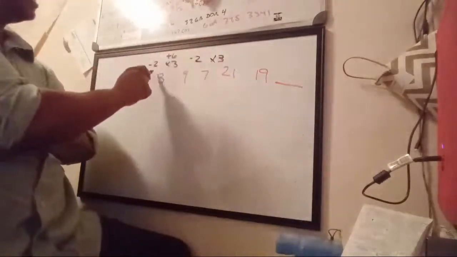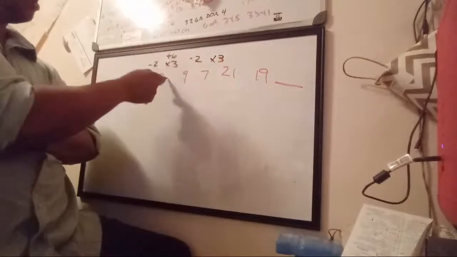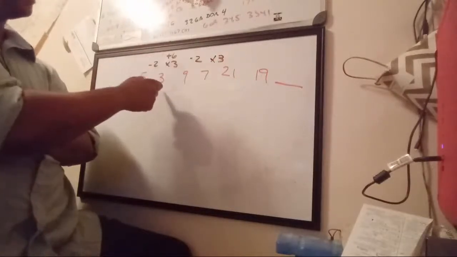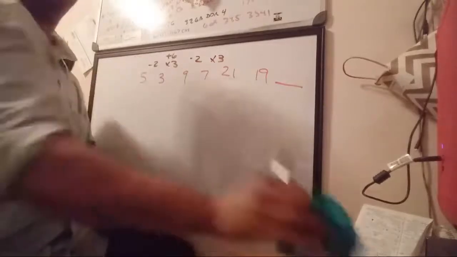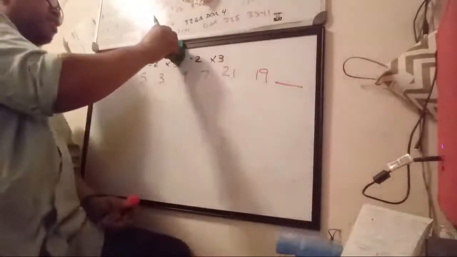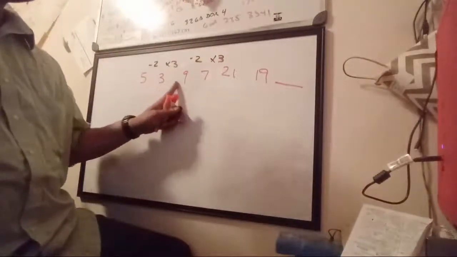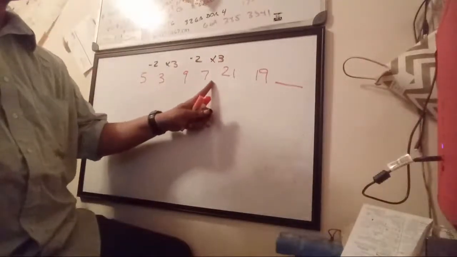They're subtracting 2, and you have to look at all the possibilities. 3 to 9, we could have multiplied by 3, or we could have added 6. But that's not the pattern, is it? The pattern is subtracting 2, multiplied by 3. Subtract 2, multiplied by 3, 9. Subtract 2, 7, multiplied by 3.